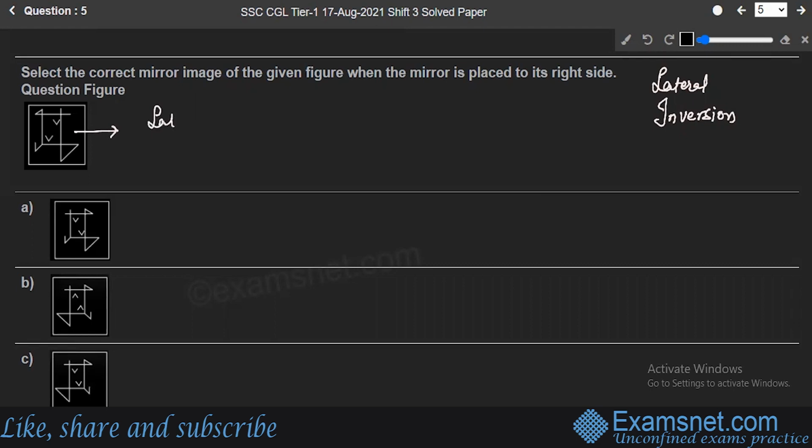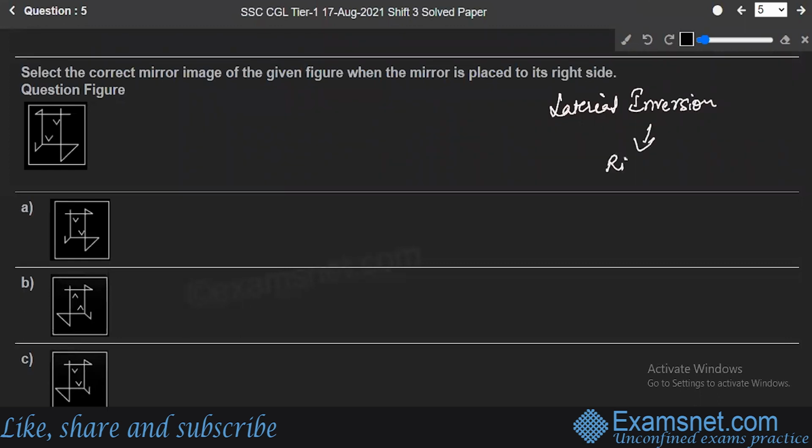What do you mean by that? The image will be laterally inverted. What do you mean by this thing? Lateral inversion means that the right of the object will appear to be on the left of the image, and the left of the object will appear to be on the right of the image. Okay, so following the same thing, let's make the image of this thing.